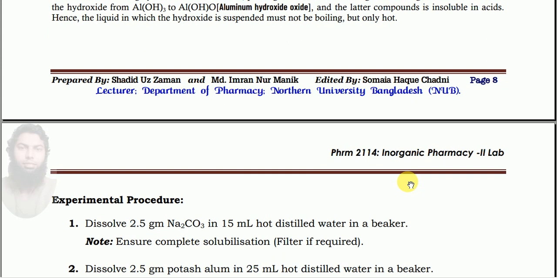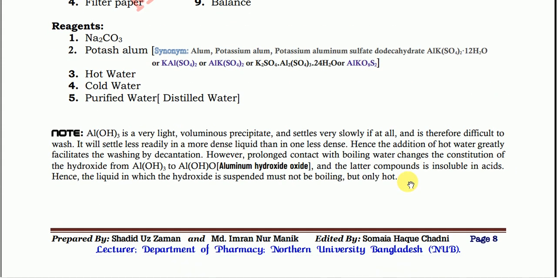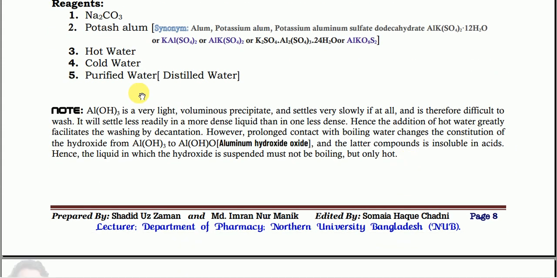Now let's talk about an important note: the aluminum hydroxide gel is very light and it precipitates very slowly. Cold water is much denser than hot water, so the rate of precipitation of aluminum hydroxide becomes slow. Since it is very light, the rate of precipitation of aluminum hydroxide is very slow. To get a faster rate of precipitation, we have to use hot water.